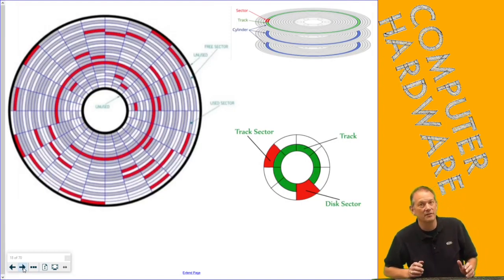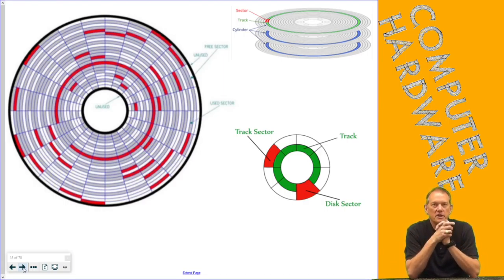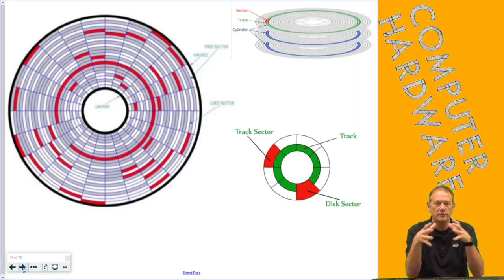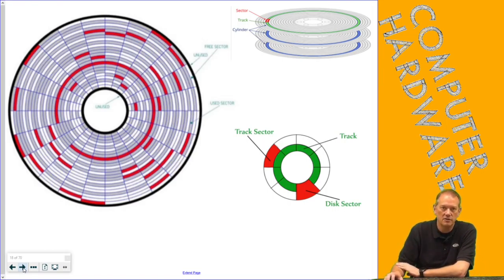Now that disk itself is broken down into tons of little pieces. Think of them as like folders in a file cabinet. Those pieces are called sectors. And each spot on the drive, as you go in and out, is a different track. And each track is broken down into sectors where data can be saved and stored.